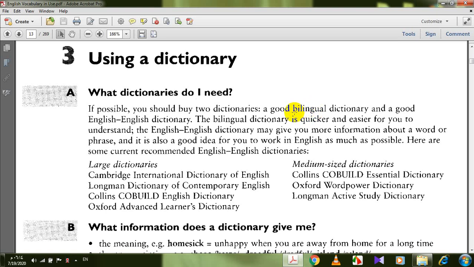Bi means 2. When we say bilingual, we mean 2 languages. If we say he is a bilingual person, it means he can speak 2 languages. Why? Because bi means 2. Lingual comes from language. But mono, M-O-N-O, monolingual means 1. So a good bilingual dictionary, like what? An Arabic English dictionary is a bilingual dictionary. An English French dictionary is a bilingual dictionary.